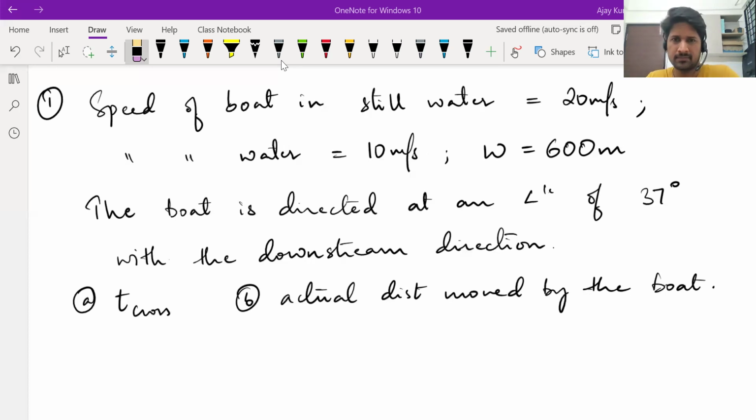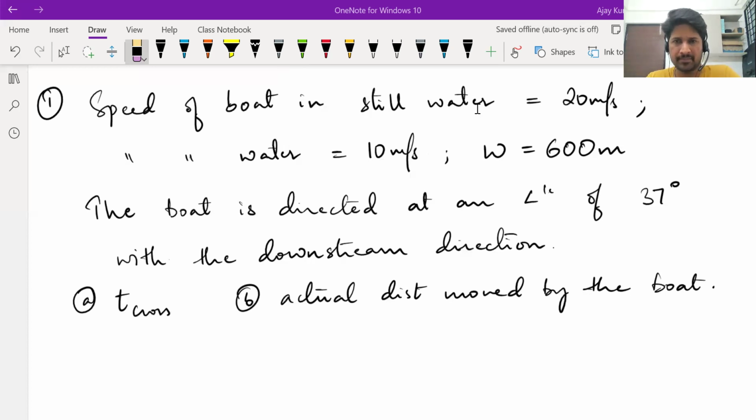Sir, it's just that I couldn't access the chat option, so I did not send the message. What is your answer for time taken to cross the river? 50 seconds. Okay, fine, fine. Saket, what about you? What is your answer? Or are you stuck somewhere?